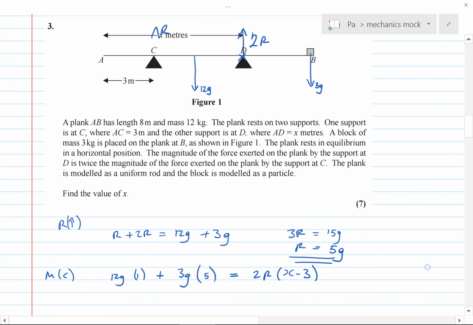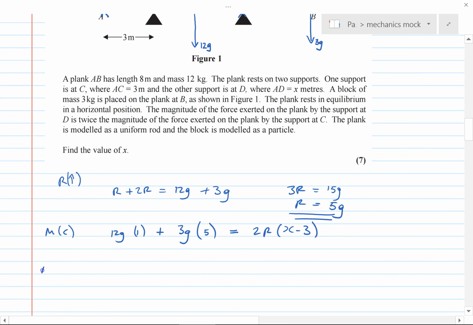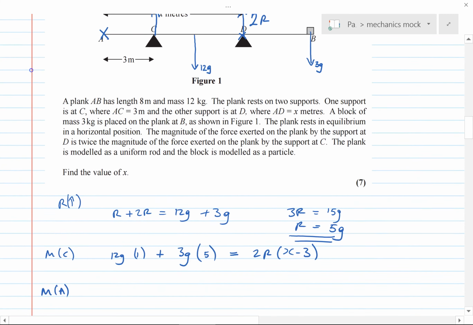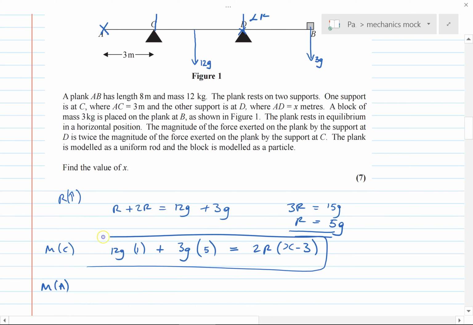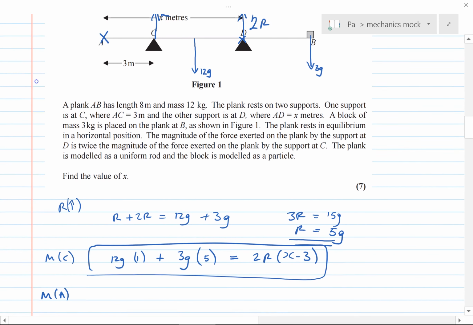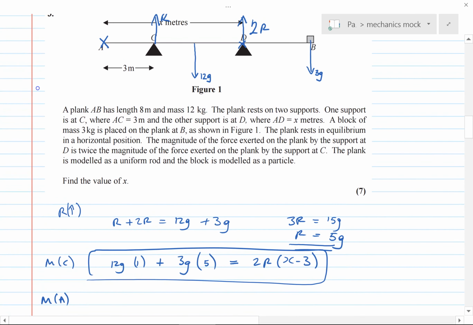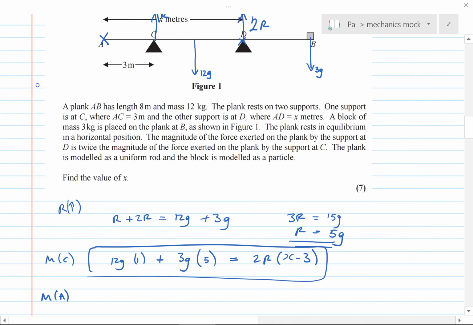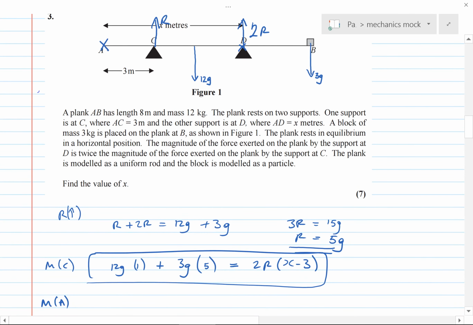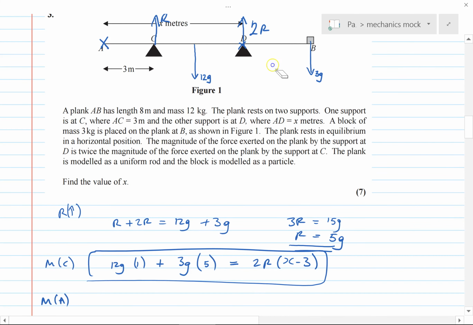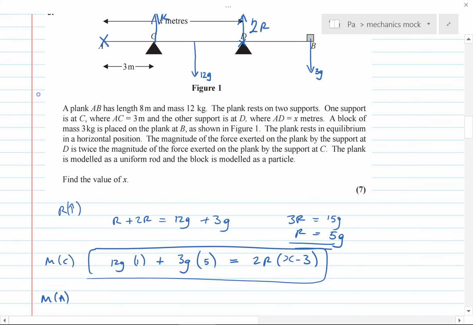But just to be different, just to make a point, I'm going to take moments about A. Doesn't have to be about a support. You can take moments about where you like, but obviously choose an appropriate equation. We wouldn't want to take moments about further along the rod, that wouldn't make sense. Moments about A has a disadvantage of having 4 forces in it, but at least we've got x directly in the equation.